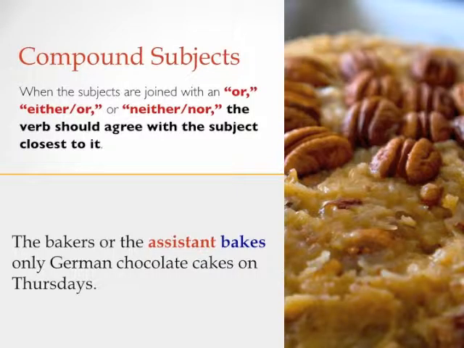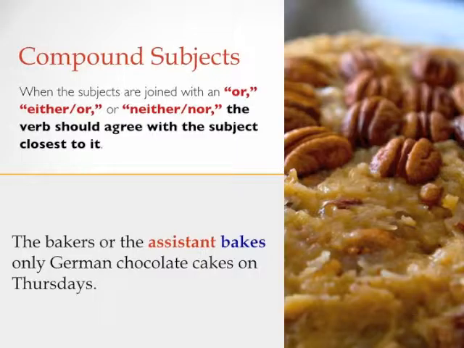However, when the subjects are joined with the word or, or either of these two combinations, either/or and neither/nor, the verb should agree with the subject closest to it. This can get a little bit complicated, so let's look at a few examples.